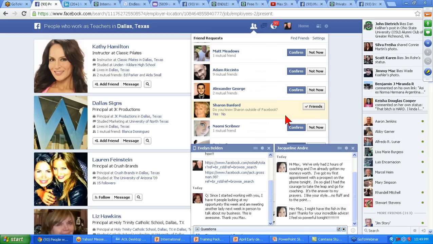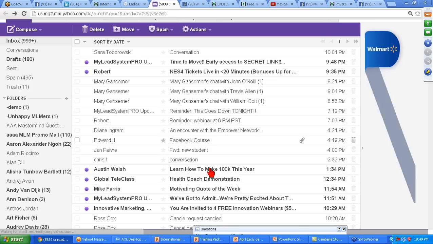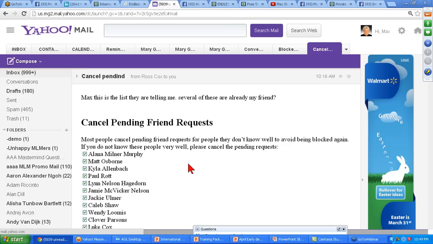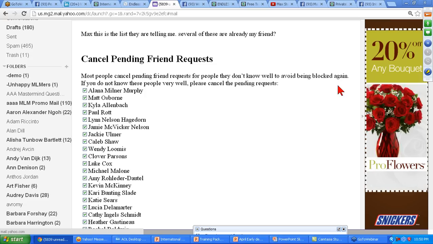But let's see what happened here. Now this I thought was interesting because you got something extra that I hadn't seen before. Now, they're telling you, this is the list they're telling me, and they're saying most people cancel pending friend requests for people they don't know too well to avoid being blocked again.